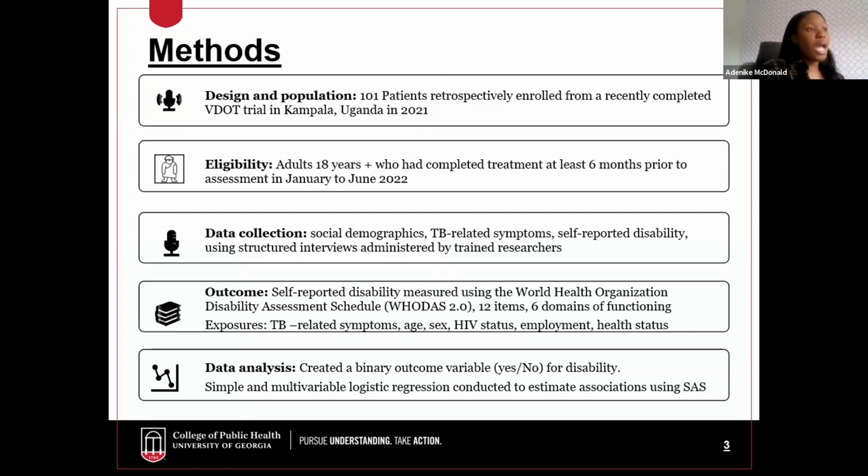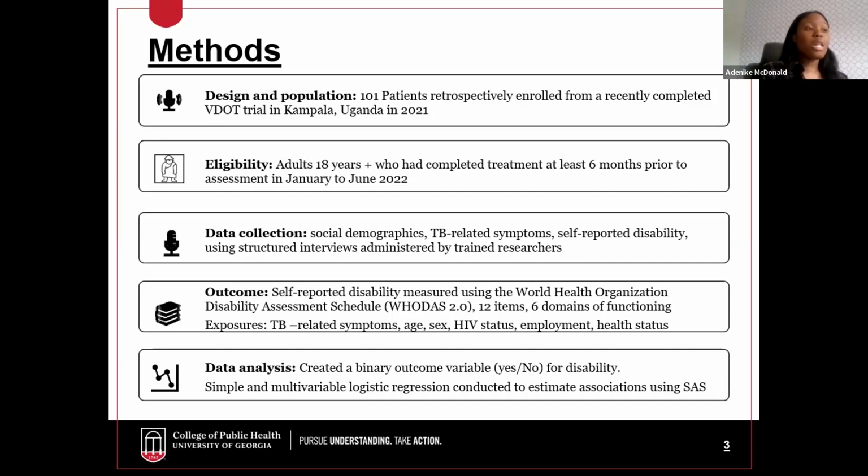So for our study, we had 101 participants who were previously a part of a VDOT clinical trial that Dr. Sekandi conducted in 2021. To be eligible for our study, participants had to be 18 years and older, and they would have had to complete treatment at least 6 months prior to the start of our assessment, which ran from January to June in 2022. We collected data on social demographics, TB-related symptoms, and self-reported disability using structured interviews.